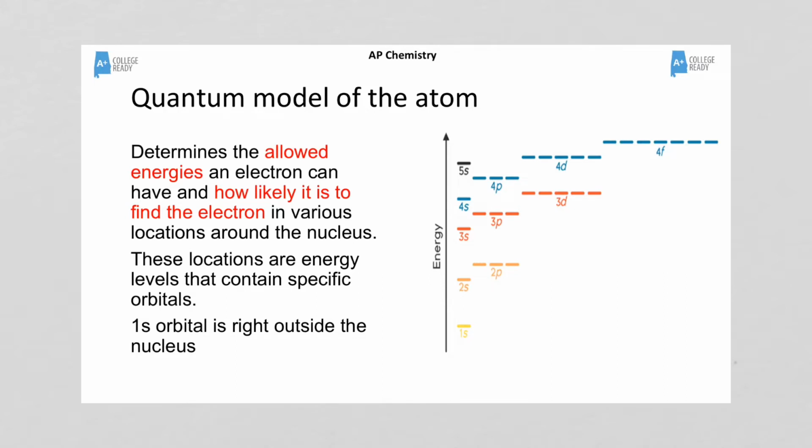We number from the nucleus out. So you see the 1s orbital is closest to the nucleus, then the second energy level, and as you go out it gets a little bit more complicated. Now we have s and p orbitals to get to the third energy level.